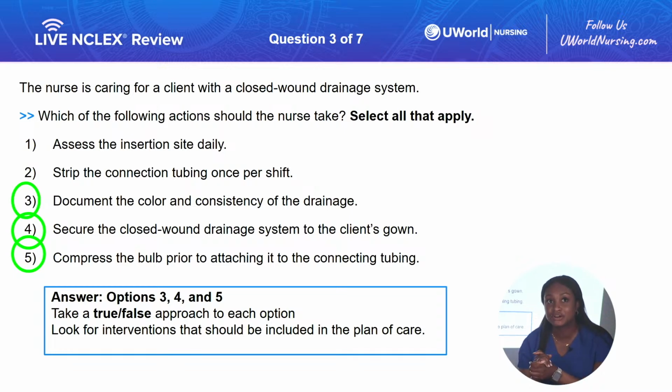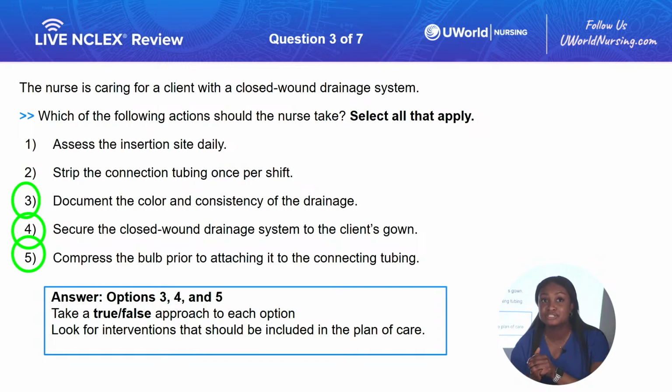Options 1 and 2 are incorrect. Option 1, assess the insertion site daily. We actually want to assess the site more frequently than that. Daily would not even be the minimum. You would want to do it at least once a shift, so that's at least twice a day. But depending on the provider's orders, or even just depending on the JP drain itself, you want to put your eyes on it more frequently to make sure it is not draining too much at a time, or that it's having some type of drainage and doing its job, and just making sure it's not getting dislodged. So you want to assess it more frequently than daily. That is why option 1 is incorrect.